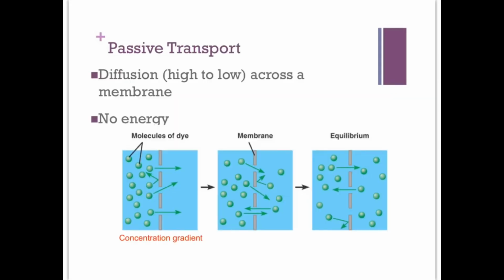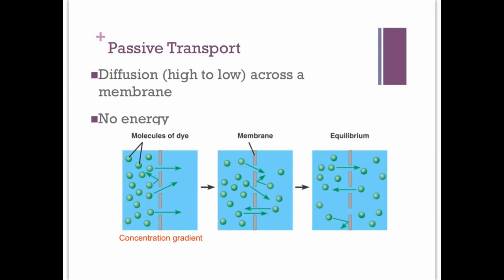Passive transport refers to diffusion across a membrane. Now, if I'm just talking about diffusion, the way molecules naturally move, they're just moving from high concentration to low concentration. And because this is the natural way molecules move, this process does not require energy.